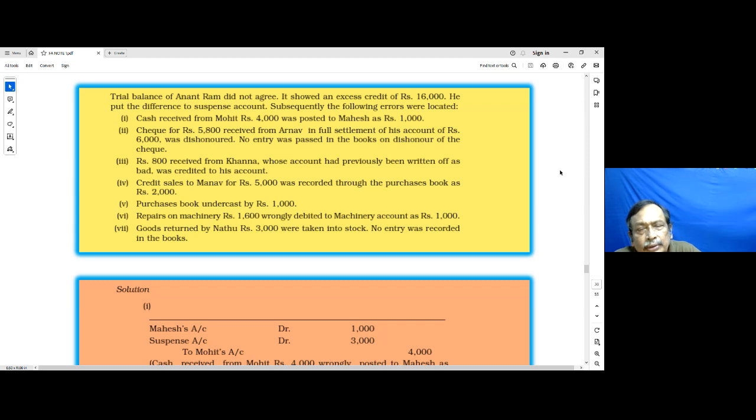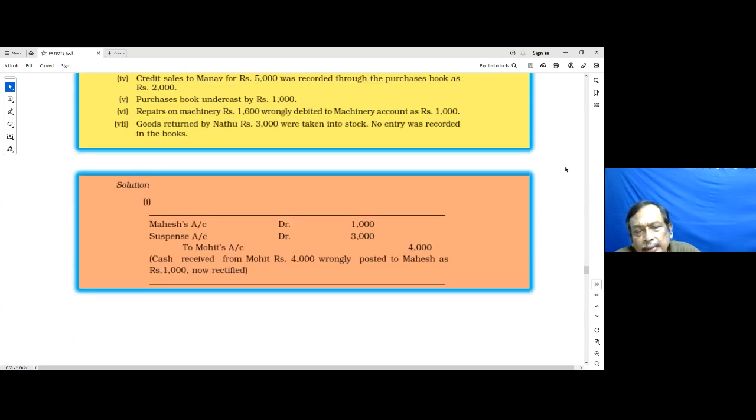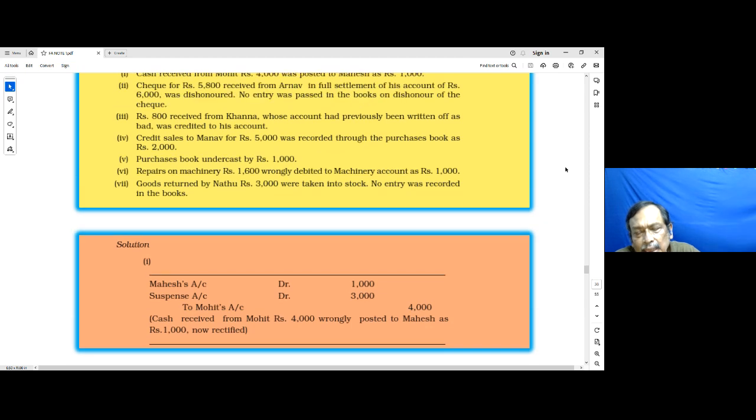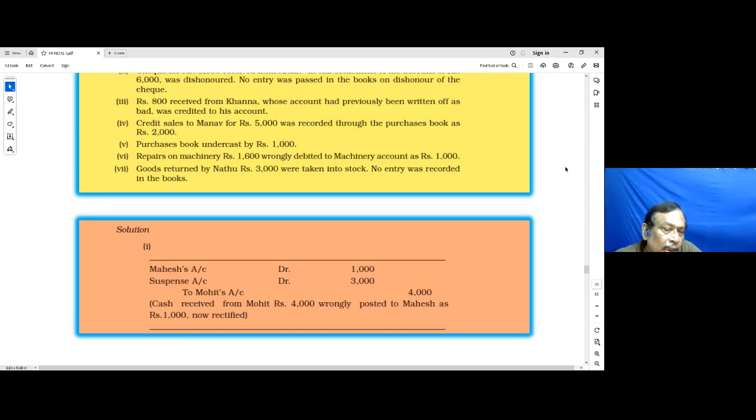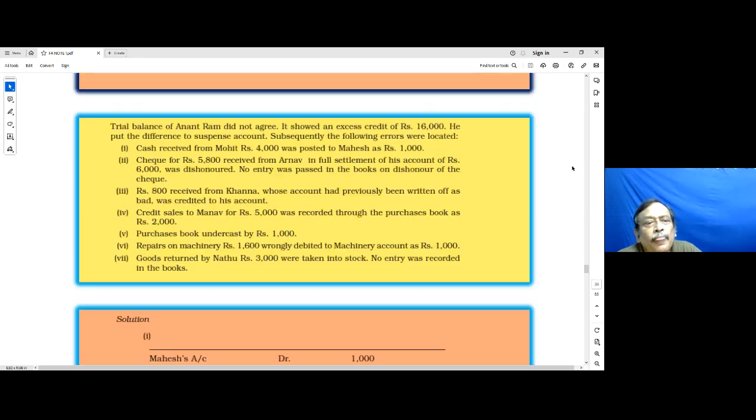Cash received from Mohit rupees 4,000 was posted to Mahesh as rupees 1,000. So the entry will be Mahesh account debit 1,000, suspense account debit 3,000 to Mohit's account 4,000. Narration: cash received from Mohit rupees 4,000 wrongly posted to Mahesh as rupees 1,000, now rectified.